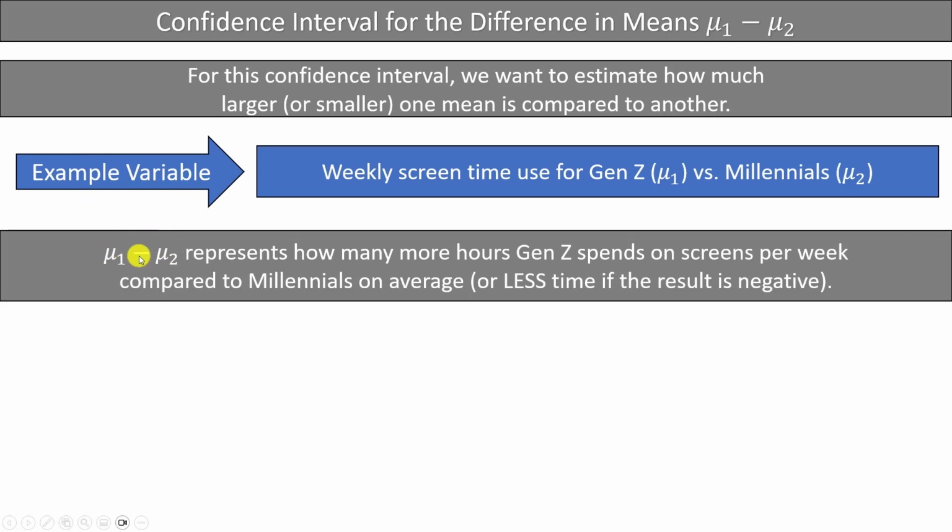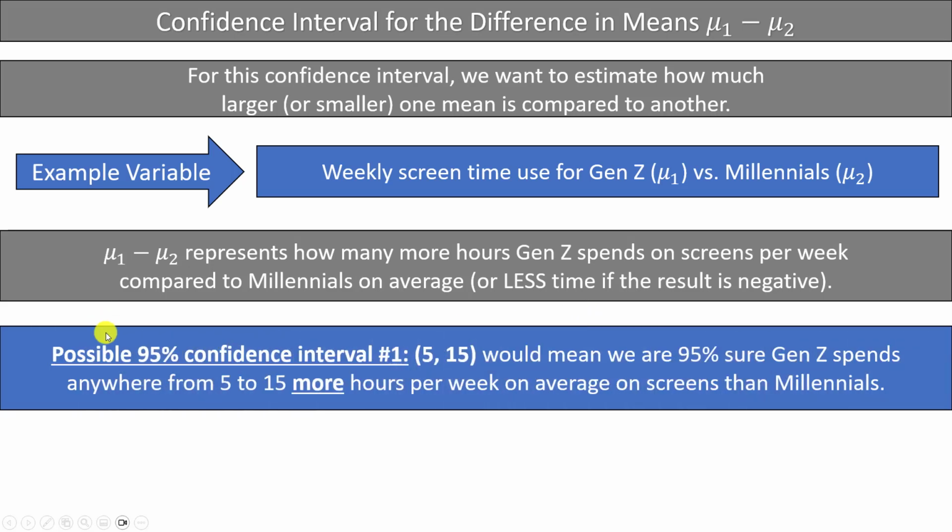For this example, this quantity represents how many more hours individuals in Gen Z spend on screens per week compared to millennials on average. Or if the result of the confidence interval contained negative numbers, that would represent less time for Gen Z compared to millennials. In general, positive values in your confidence interval will indicate a higher mean at your first population, and negative values will indicate a higher mean at the second population.